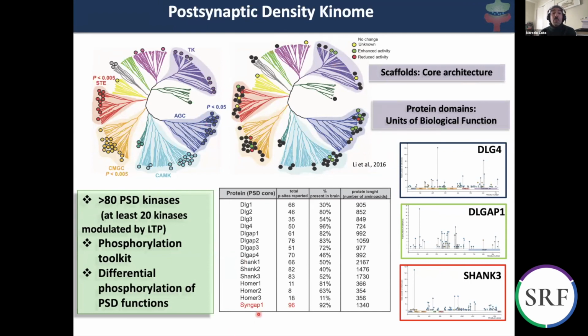And you can see, for example, for SYNGAP, even if we have some data of what some phosphorylation sites are doing, mostly the CaMKII sites, it has close to, well, now it's even more, 100 different phosphorylation sites. Most of them have been found in brain. So there is room for regulation by many different kinases.